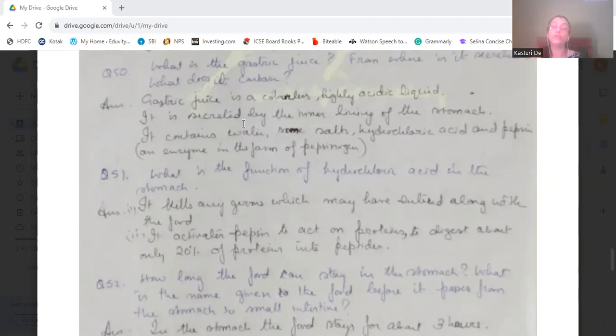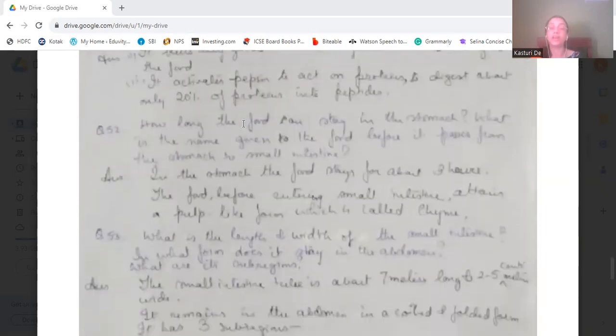Now, how long can the food stay in the stomach? What is the name given to the food before it passes from the stomach to the small intestine? The name is chyme, I told you, and the food can stay there for about 3 hours.